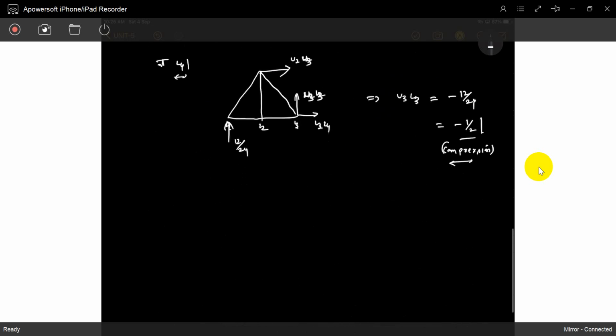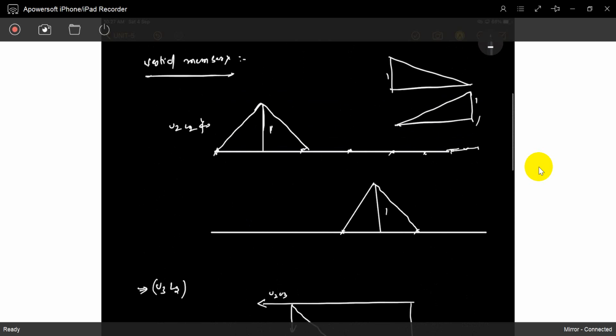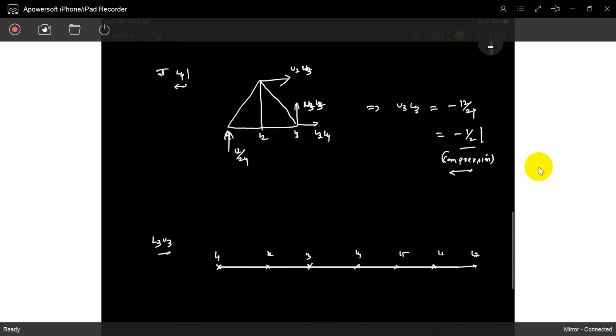Now you can observe easily the influence line for L3 U3. Take care: L1, L2, L3, L4, L5, L6, L7. For the load from L1 to L3, the force in U3 L3 is equal to the influence line for VB. How is VB? It is increasing, so it will go like this.